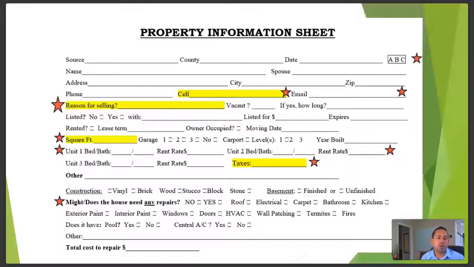Then we go back to, might the house need any repairs? I used to say, what kind of repairs does the house need? And people just got offended. It's like, excuse me, what do you mean? The property doesn't need any repairs. And all of a sudden I broke rapport. So that's when I started saying, what kind of repairs might the house need?